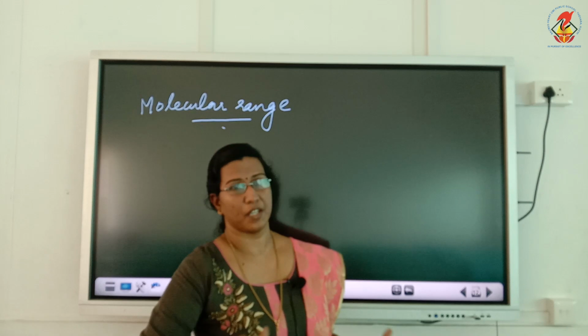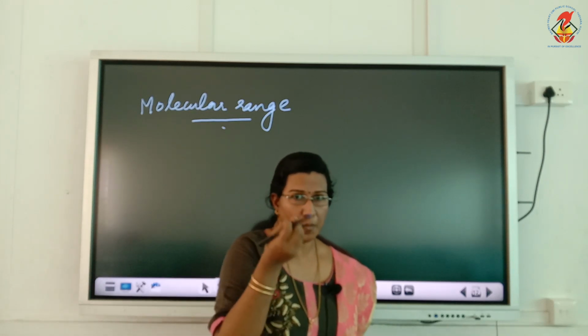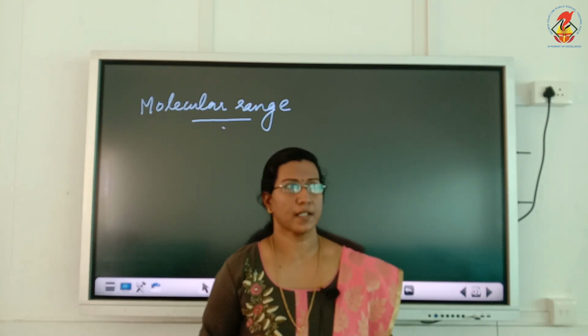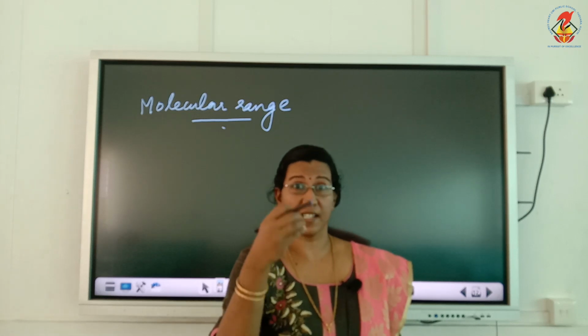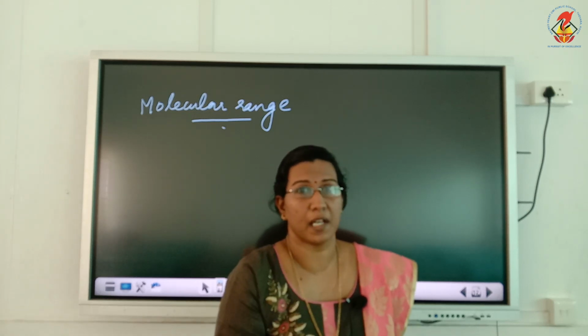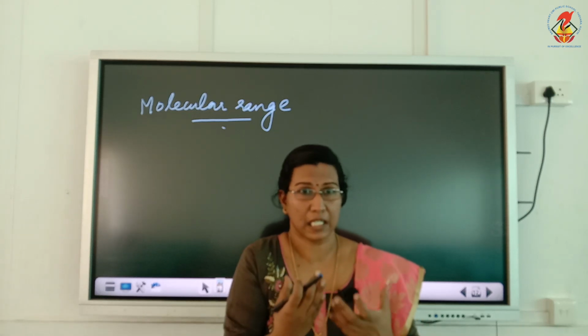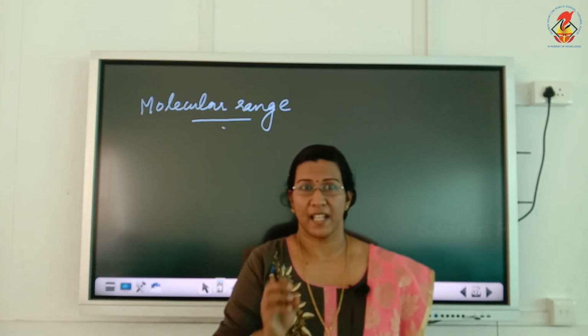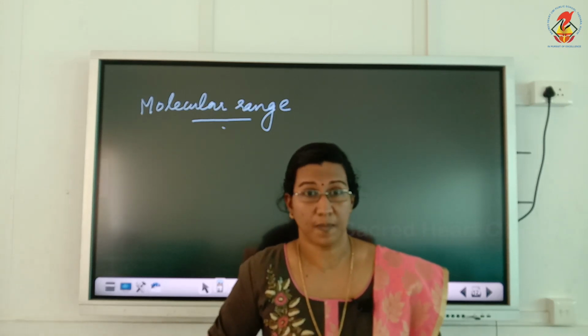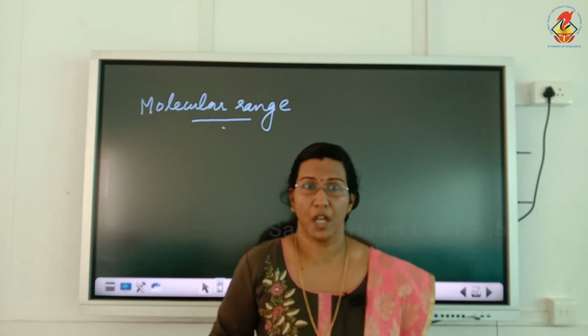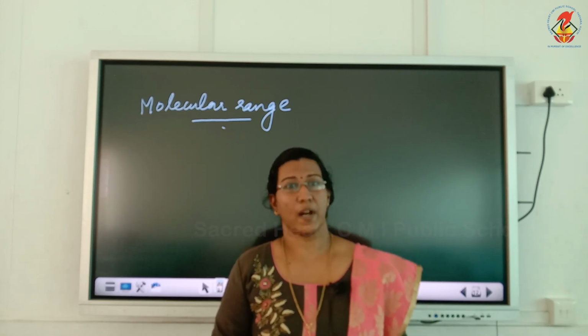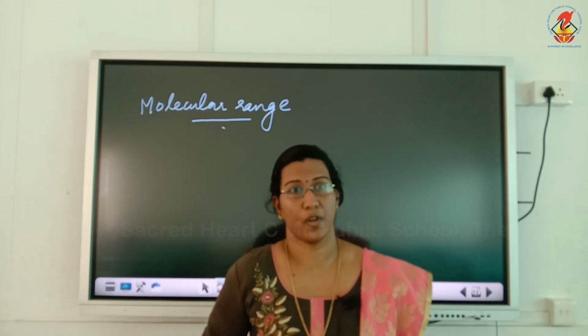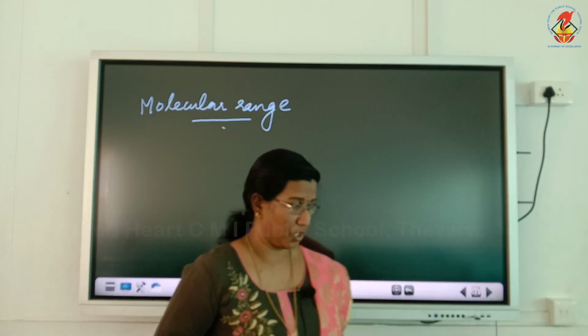Molecular range. If you take a molecule of any element, there is a range, or a distance, up to which this particular molecule will be able to attract other molecules. This maximum distance up to which a molecule can attract other molecules is what we call molecular range.